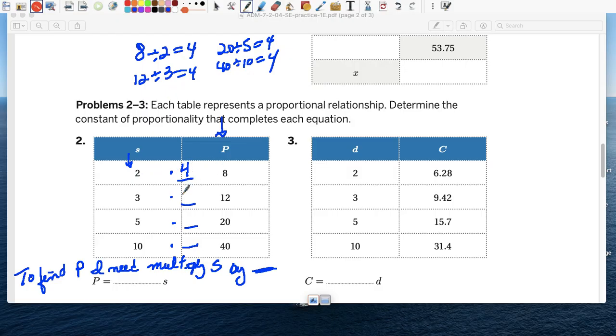Is 2 times 4 8? Yes. 3 times 4 is 12. 5 times 4 is 20. 10 times 4 is 40. So to find P, which are the numbers in the right column, I need to multiply any number under the S column by 4. And how do we represent this in the equation? Well, here you go. To find P, I need to multiply all the numbers under the S column by 4. And that's how you would write it.